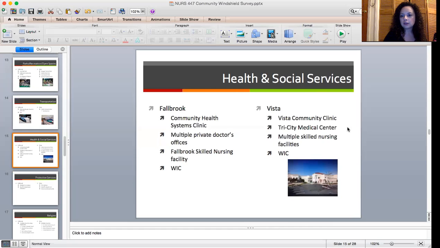In Vista, they have the Vista Community Clinic. There's Tri-City Medical Center, which is a local hospital. There's multiple skilled nursing facilities, and they also have an office for WIC. The picture below is a picture of Vista Community Clinic.